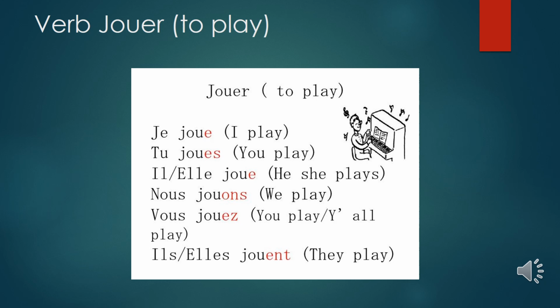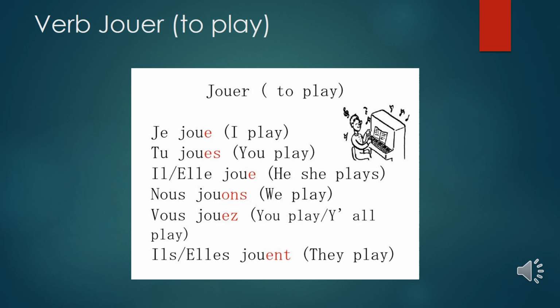So let's see this verb one more time. Repeat after me. Je joue. Tu joues. Il joue. Elle joue. Nous jouons. Vous jouez. Ils jouent. Elles jouent.